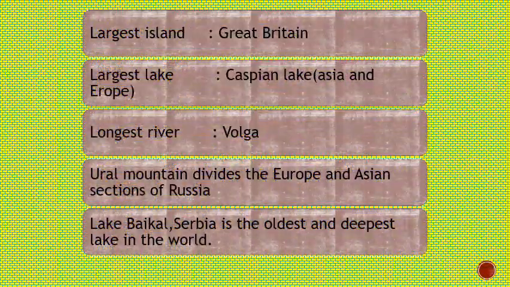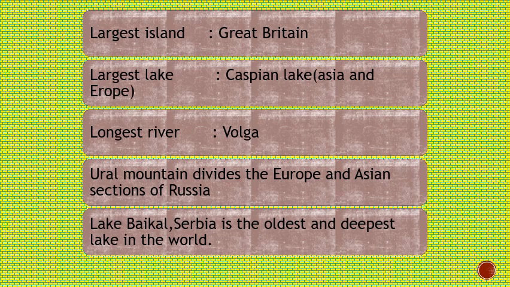The largest island is Great Britain. The largest lake is Caspian Lake. It covers Asia and Europe. The longest river is Volga. The Ural Mountains divide the European and Asian sections of Russia. Lake Baikal, Siberia, is the oldest and deepest lake in the world. So this is the thing.